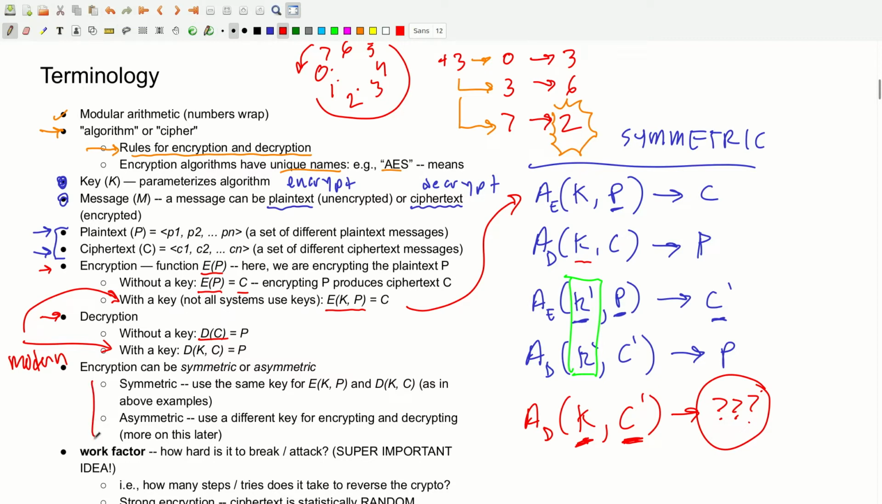Encryption can be symmetric or asymmetric. Everything that I have talked about so far is symmetric. What that means is symmetric crypto uses the same key for encryption and decryption. Okay? It's symmetric because it uses the same key in both directions. Asymmetric crypto uses a different key for encrypting and decrypting. We're going to talk about this quite a lot later, so I'm not going to go into great detail here, but having a different key for encryption and decryption gives us some really cool powers that we'll use to improve security.